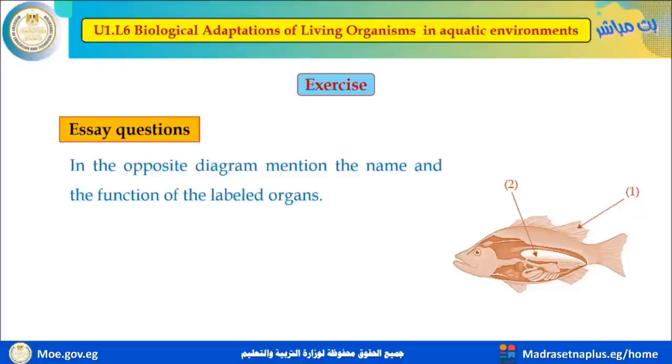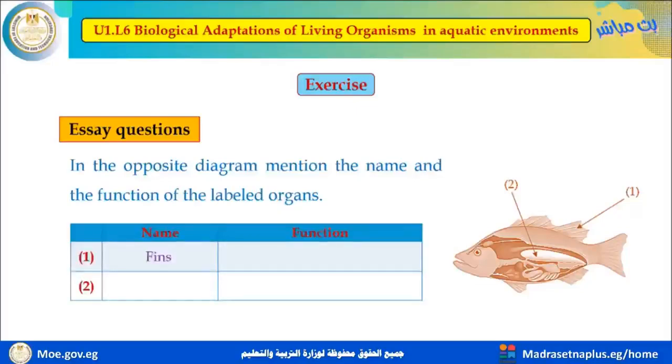So what about number 1? Yes, number 1 is a fin, which I mentioned before. It is a locomotion system of the fish that helps the fish to change its direction, to move forward, backward, left and right, and so on. So the question here, in the opposite diagram, mention the name and the function of the labeled organ. Number 1, the name is fin. That's right. Its function, the organ of locomotion. Good. Number 2, swimming bladder. That's good. Yes, the function is to float in water.